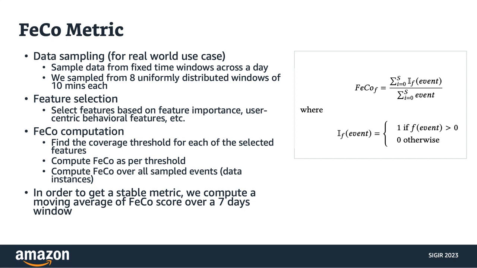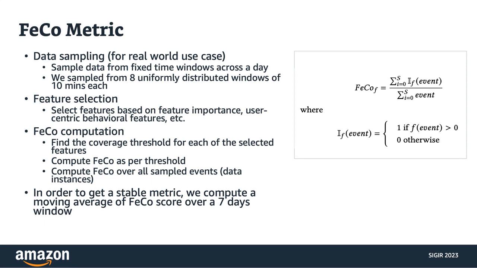In the next step, we do feature selection. Ideally, FICO can be computed on all input features. However, it is more intuitive to compute FICO on important features or user-centric features.